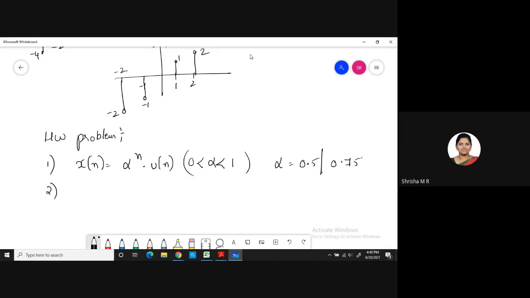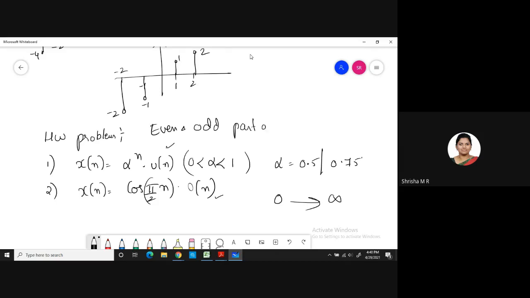Second one is a signal x of n is equal to cos pi by 2 n into u of n. What is the meaning if you have u of n? If you have u of n in the question, that means the signal will exist from 0 up to infinity. So you can find the even and odd part of the signal. You try this and we can verify these signals.